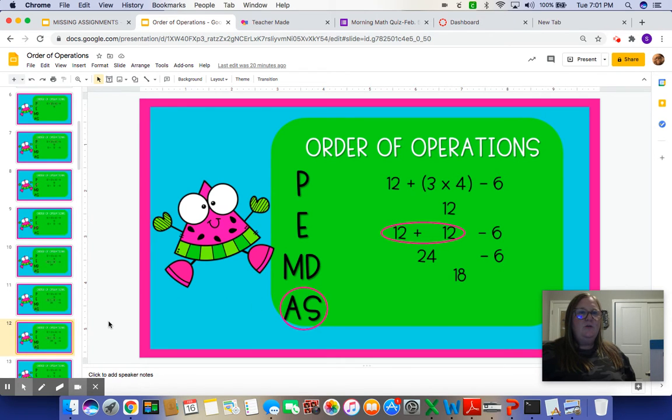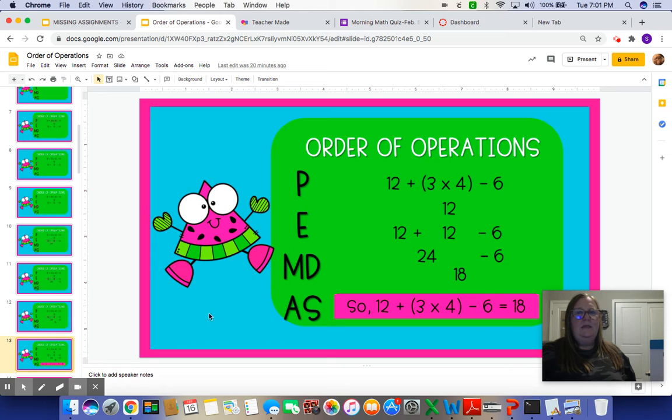So the answer to that problem is 18, and we wrote it in pink in this pink box. So 12 plus 3 times 4 minus 6 equals 18. So that would be our answer.